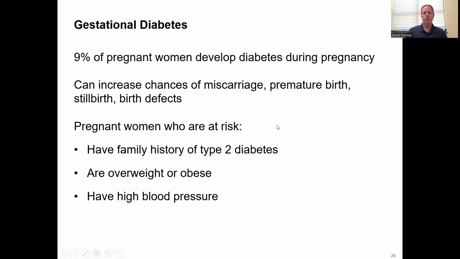Pregnant women that are usually at a higher risk are those that have a family history of type 2 diabetes in their family, perhaps that are overweight or even in the obese category, and continue to have chronic high blood pressure, chronic hypertension. Usually, most studies show that once the woman has delivered the baby, they'll find a decrease in those symptoms of diabetes. So it's more of a temporary condition.